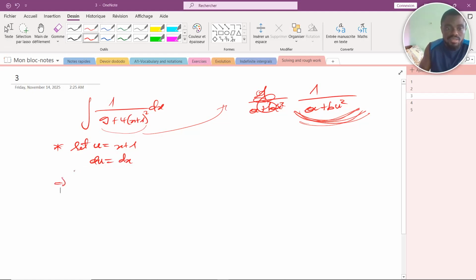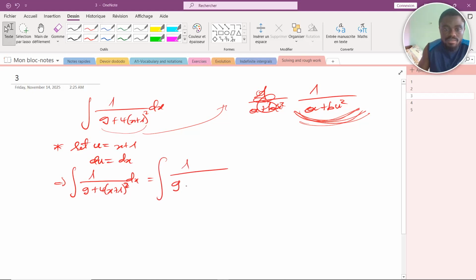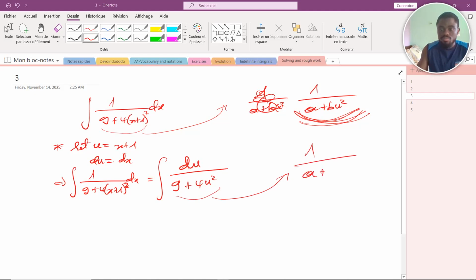I'll substitute things inside here. So this implies the integral of 1 all over 9 plus 4 into x plus 1 squared dx will be equal to the integral of 1 all over 9 plus 4 u squared. What was dx? dx is simply du. So what do you notice? You notice that you are already in the form where it's like you are integrating 1 over a plus b x squared. You understand?